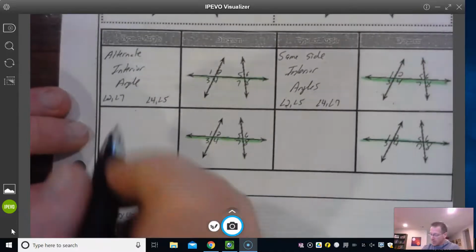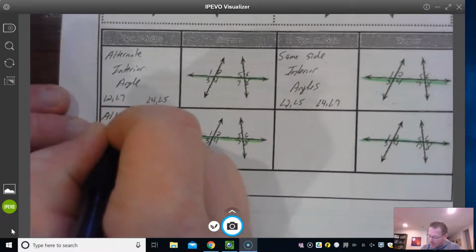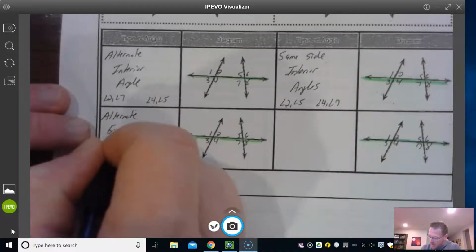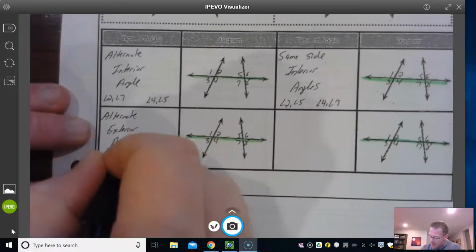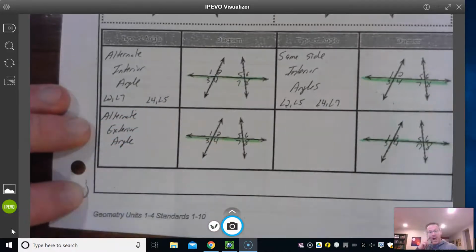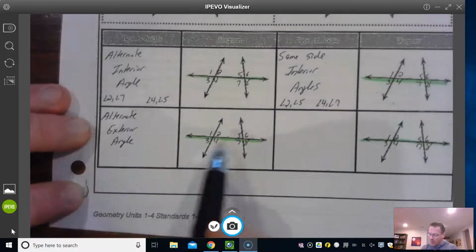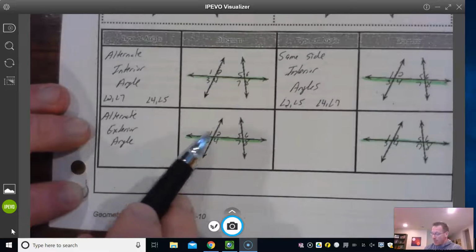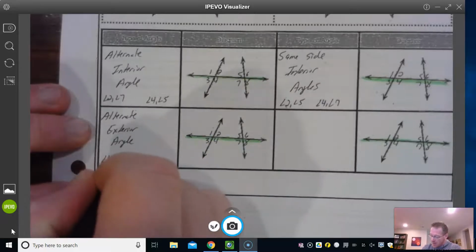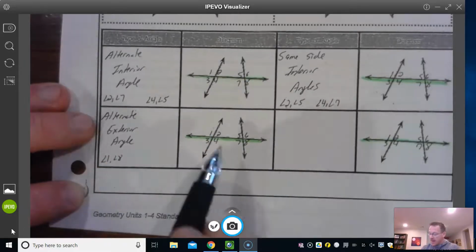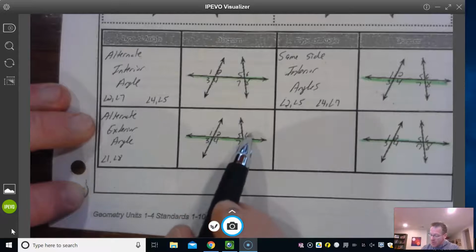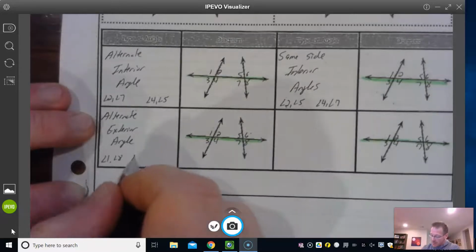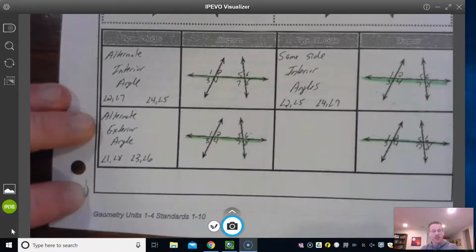And then in a very similar manner, we're going to talk about alternate exterior angles. Now, once again, exterior means we're talking about 1, 3, 6, and 8. And we want them to be alternate, so they have to be on opposite sides. So that would be angle 1 and angle 8. And then angle 3 would alternate and be an exterior angle with 6, so angle 3 and angle 6.